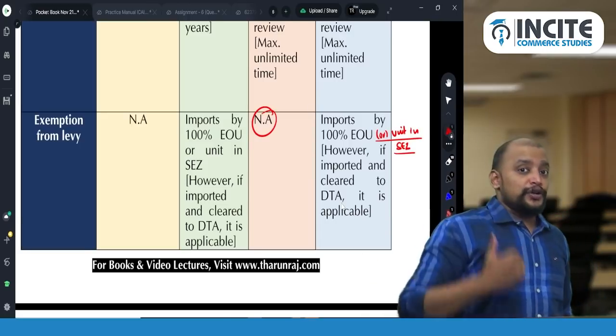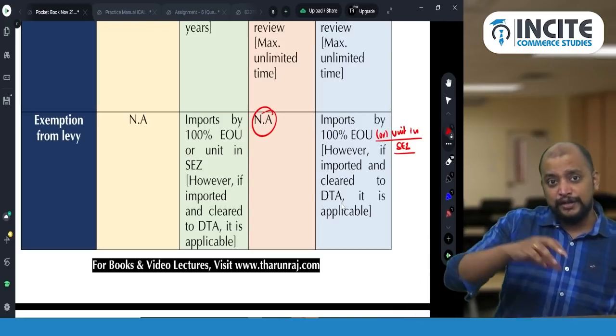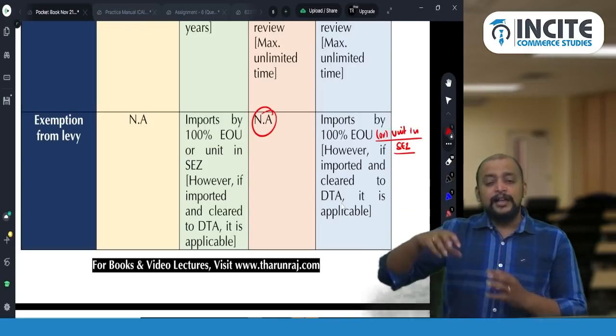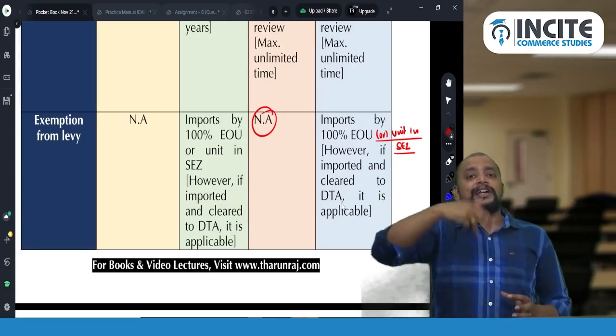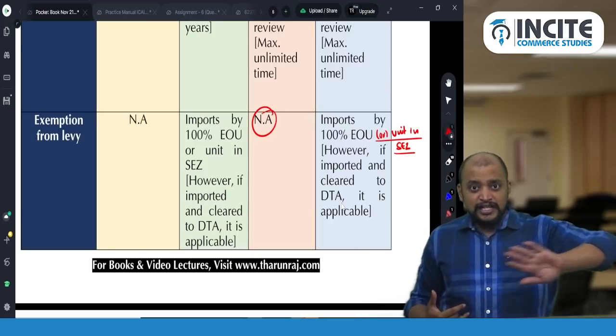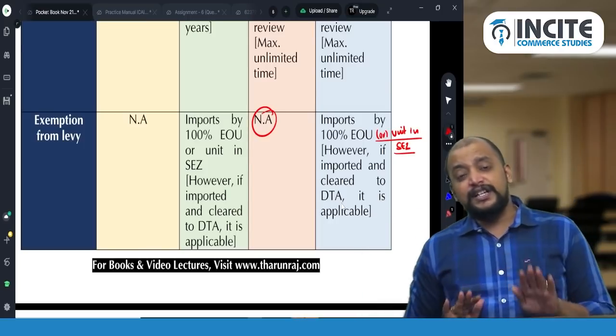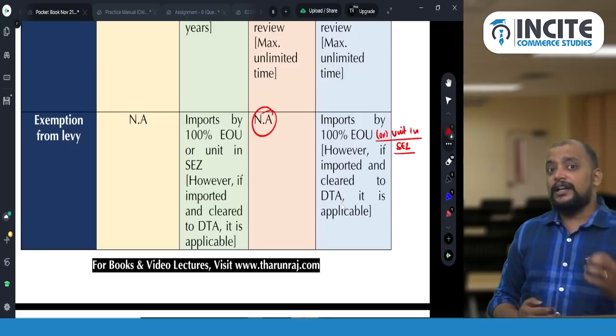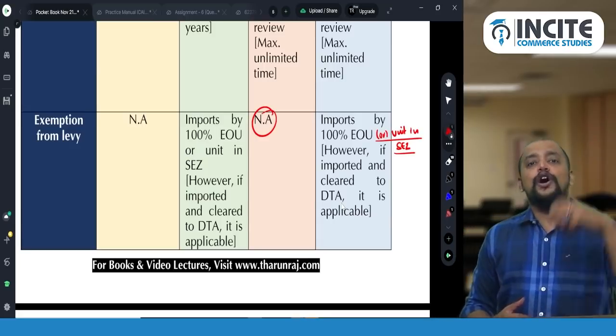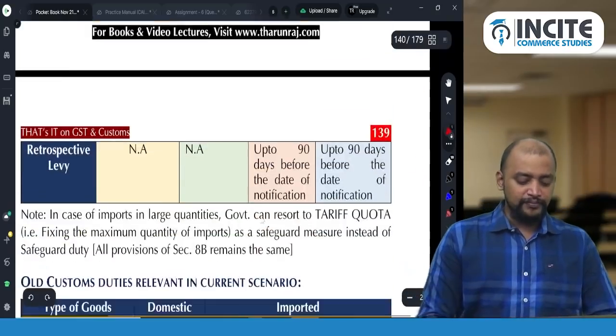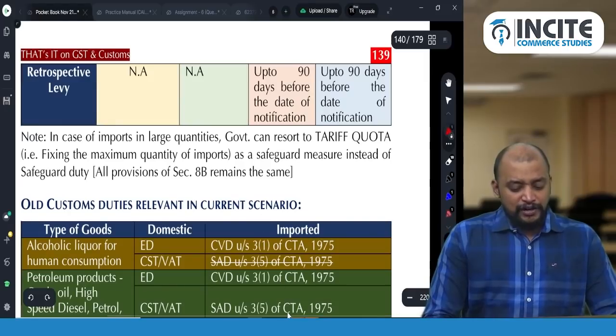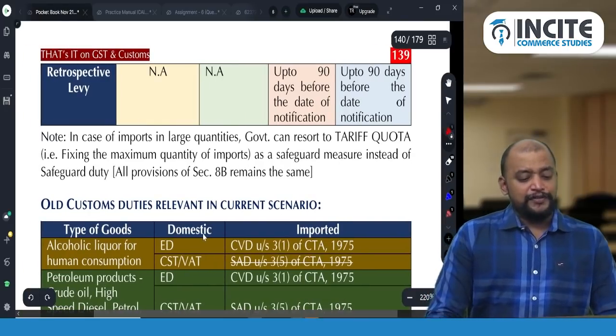However, if such imported goods are cleared by a 100% EOU or SEZ to a DTA, it means they are indirectly importing and selling it in the DTA, so this benefit is not available. This benefit is available only when it is completely consumed in a 100% EOU or a unit in SEZ. Okay. Then retrospective levy, yes, there can be a possibility of retrospective levy.